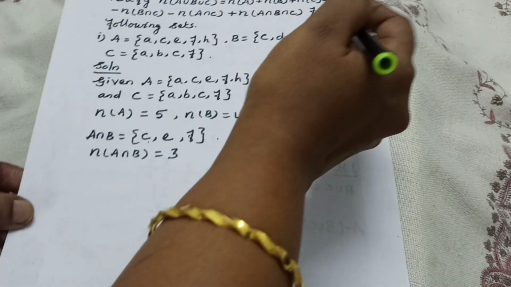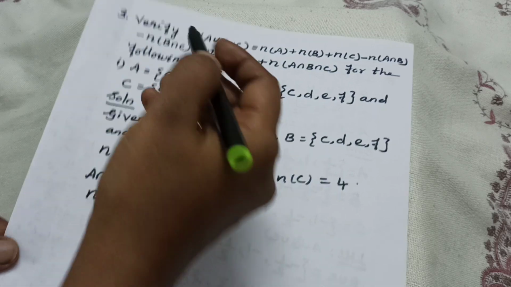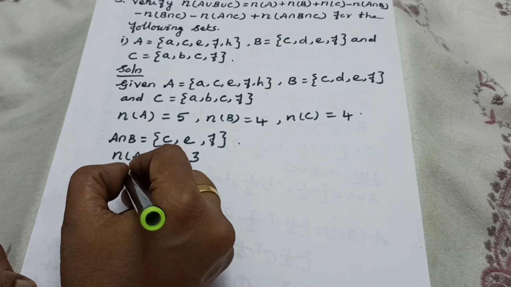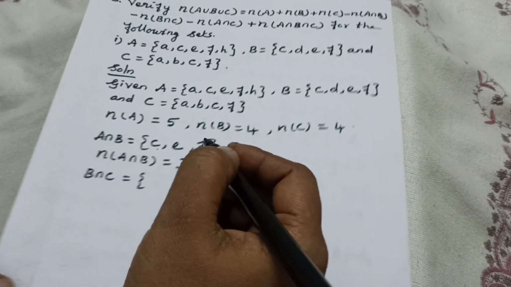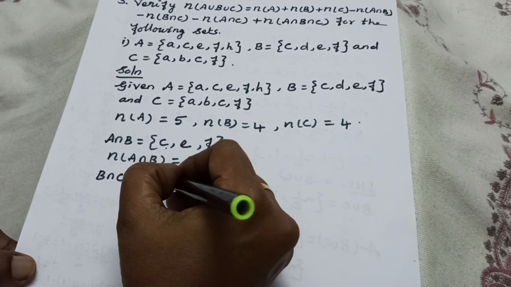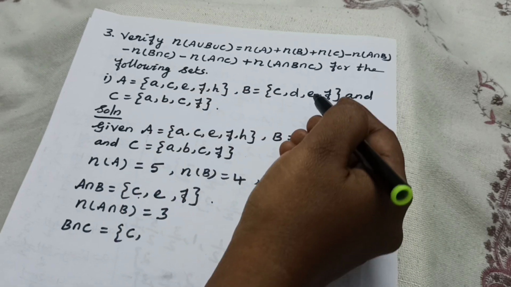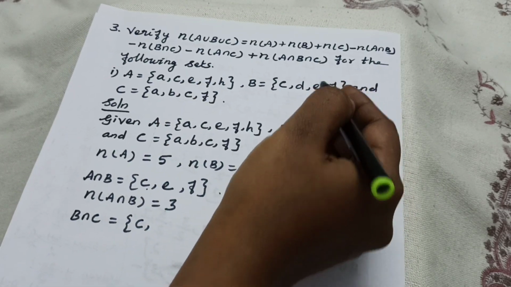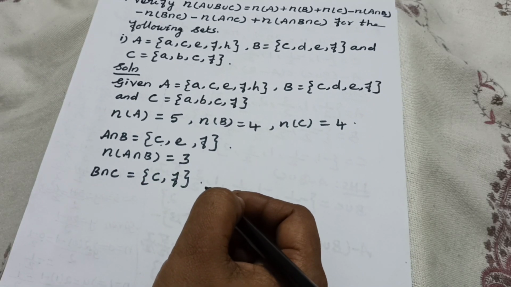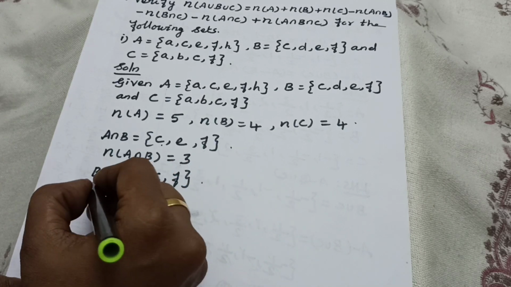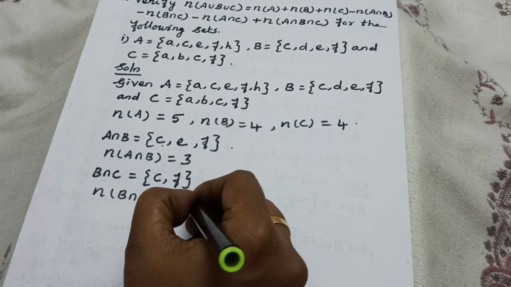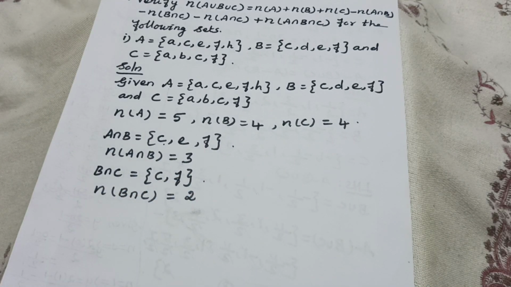Then afterwards here n of A intersection B intersection C. Okay. First we have to find B intersection C. B intersection C. B and C which is common. B, C is there, isn't it? C common. Then D is not in here. Then E is also not. Then F. Okay. B intersection C is what? C and F. So n of B intersection C is equal to how many elements? 2 elements. Are you clear?